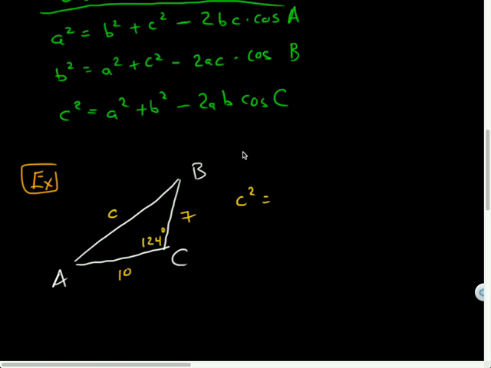a squared plus b squared. I guess if I'm really particular about my labels, I can be consistent there. 7 squared plus 10 squared minus 2 times 7 times 10 times the cosine of 124 degrees.